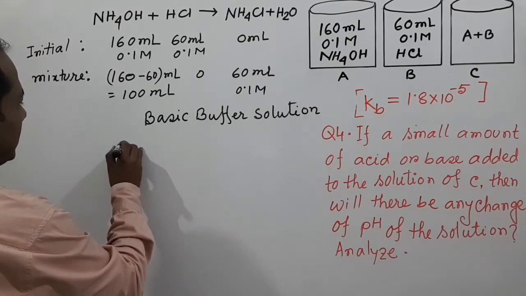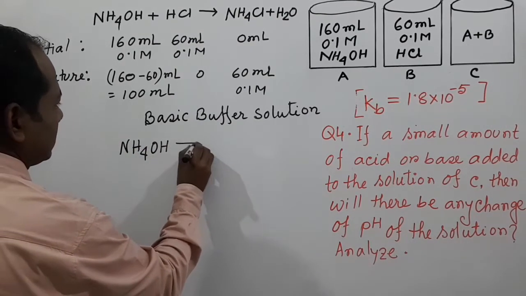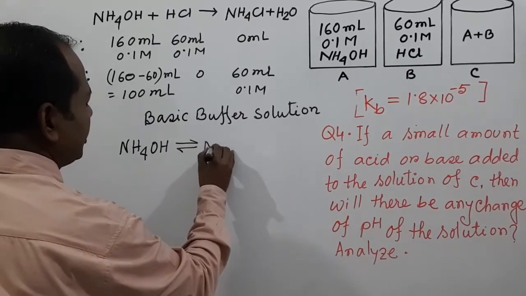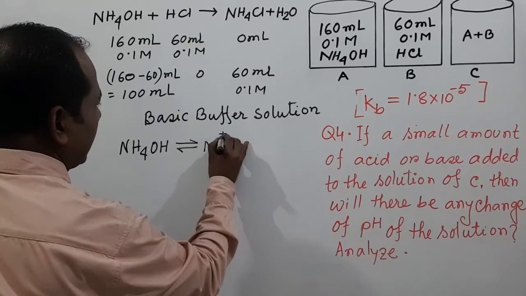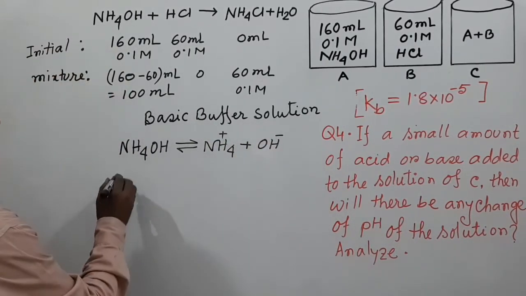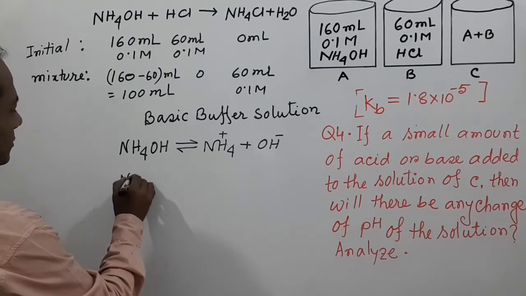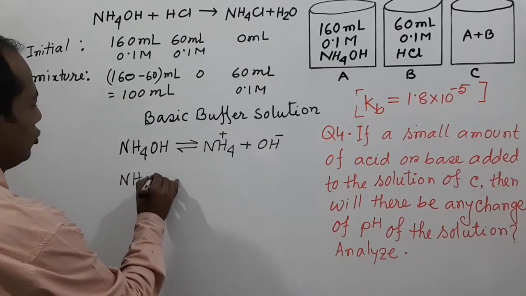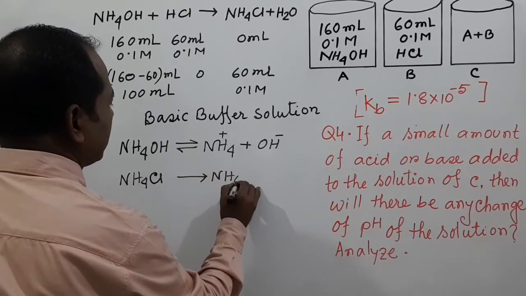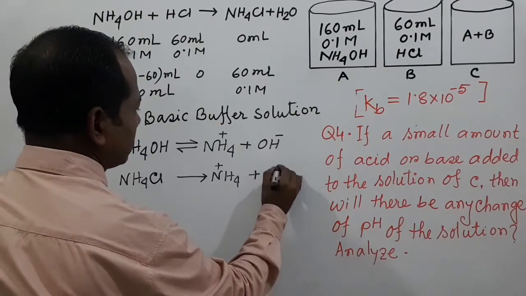So, my dear students, ammonium hydroxide in the mixture dissociates and produces ammonium ion and hydroxyl ion, and this ammonium chloride salt produces ammonium ion plus chloride ion.